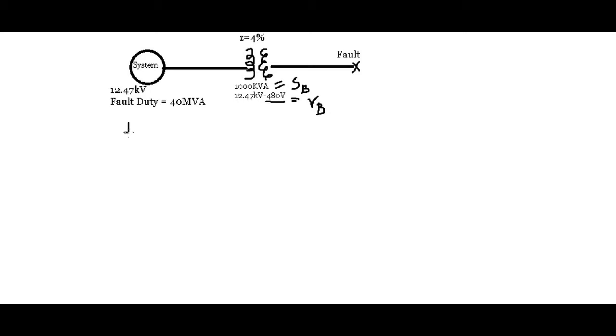And with these two values, we can calculate the base current. I base is equal to S base divided by square root of 3 times V base, and V base is of course the line-to-line voltage value. This is going to be equal to 1 times 10 to the 6 divided by the square root of 3 times 480, or 1202.8 amps.